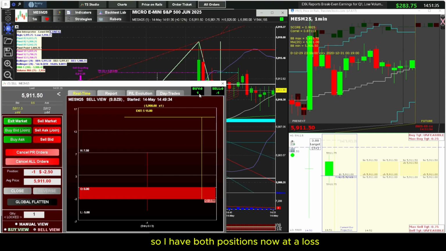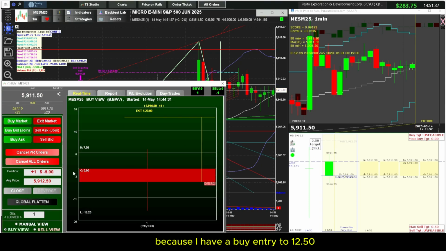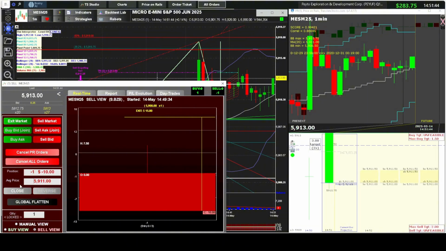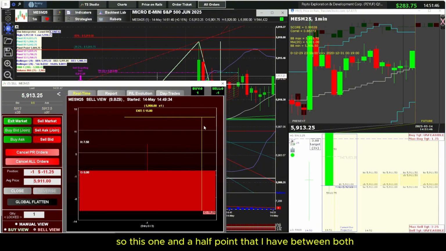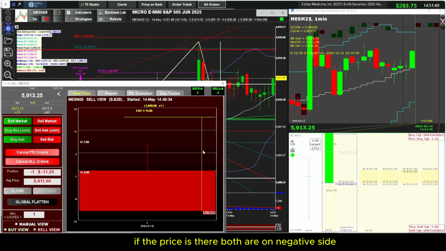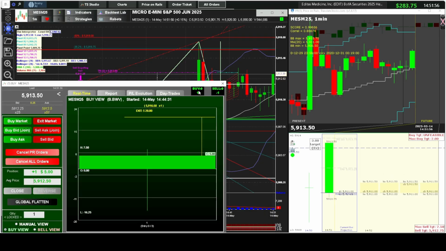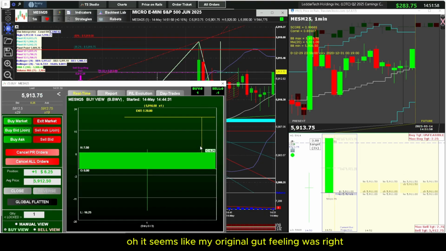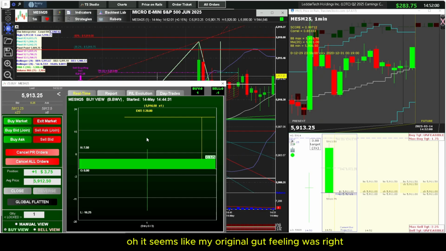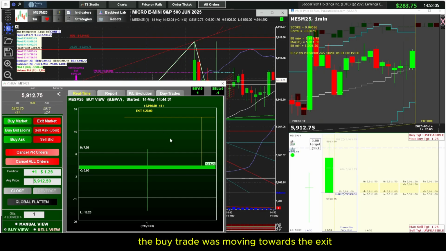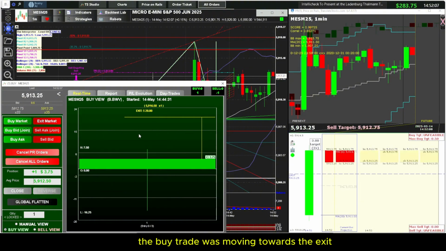So I have both positions now at a loss because I have a buy entry at 12.50 and a sell entry at 11. So this 1.5 point that I have between both, if the price is there, both are on the negative side. Both are on a loss, a temporary loss. Well, it seems like my original gut feeling was right. The buy trade was moving towards the exit.